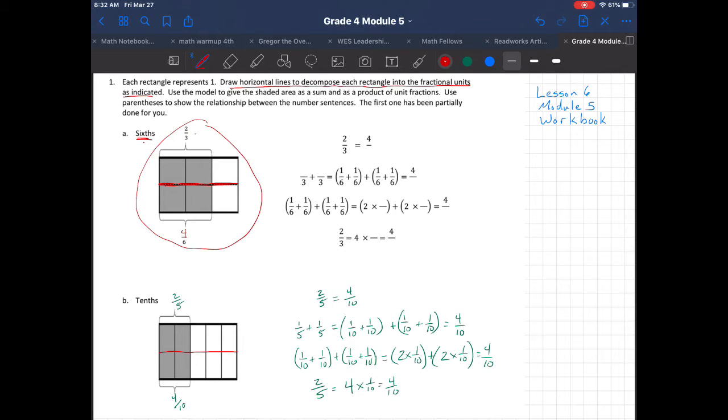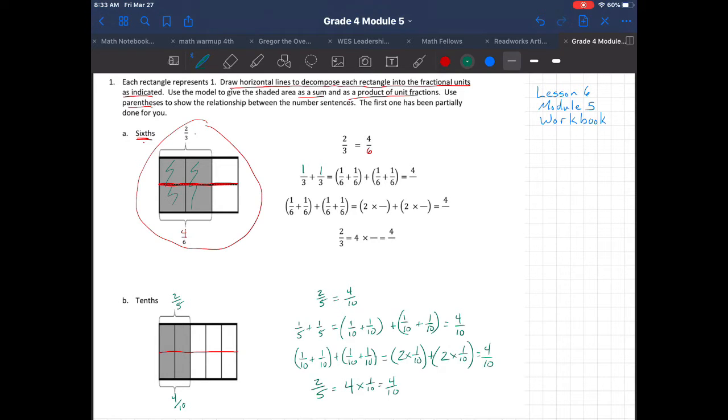Then we're going to use the model to give the shaded area as a sum and as a product of the unit fractions, and use parentheses to show the relationship between the number sentences. The first one's been partially done for you. So 2/3 is 4/6, and we have 1/3 and 1/3. That's these original 2/3.